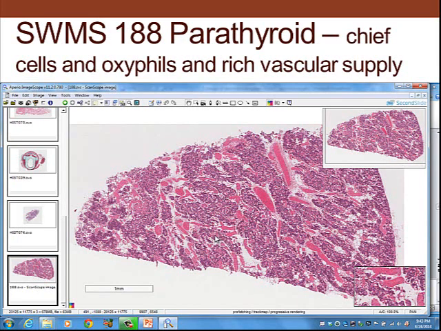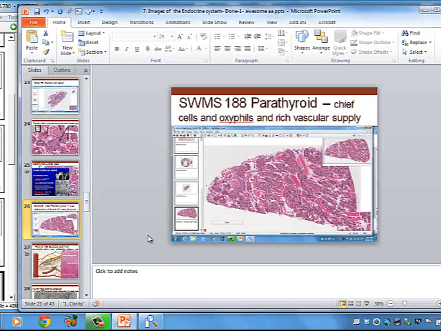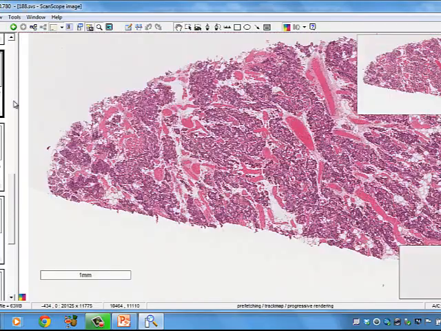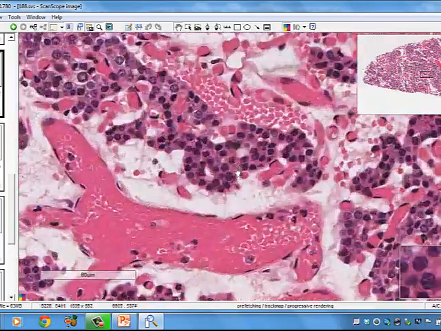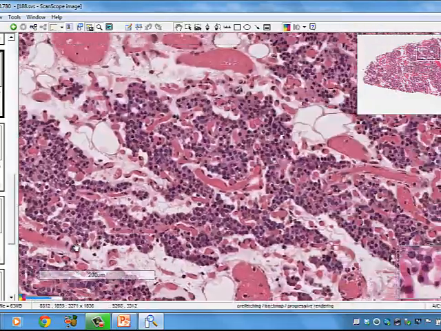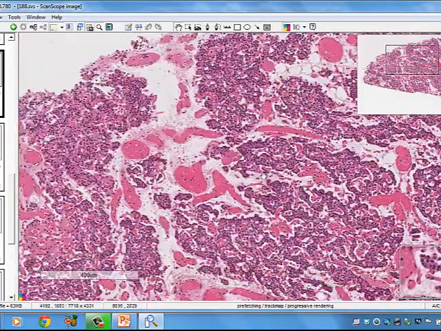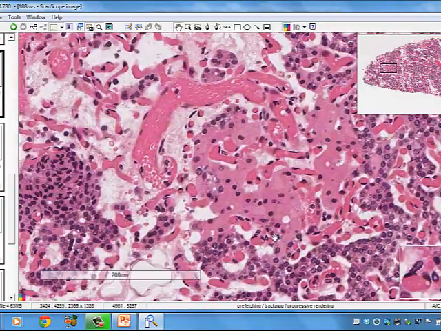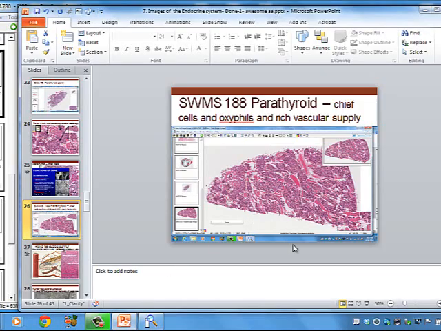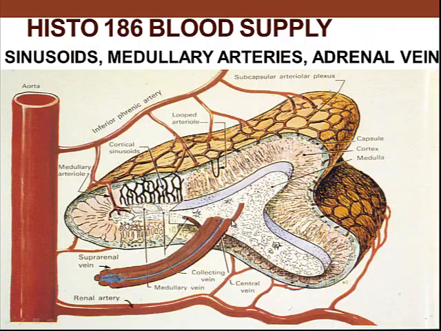And so if we look at 188 here, we can see this specimen, and we can see the chief cells through there, a rich vascular supply that we see, and then somewhere we're going to see some oxyphils. Here we see oxyphils. Not sure why they're there. Darker nucleus, and a lot of cytoplasm associated with them. So that's what we see, the parathyroid hormone.